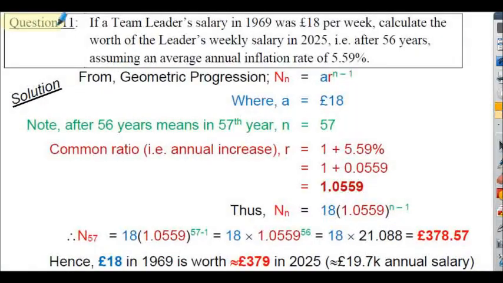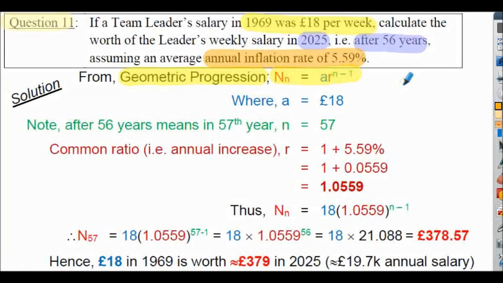This is purely for reference. This is question 11 continued. This relates to a previous presentation relating to geometric progression, which is a formula shown here. There's a previous presentation where we derive and use this formula. And what I've done on this slide is calculated what the value of £18 in 1969 would be in 2025, so after 56 years, assuming an annual inflation rate of 5.59%. If you have seen the previous presentation related to geometric progression, I'll encourage you to review the solution shown here. But this calculation effectively shows that £18 per week in 1969 is worth approximately £379 in 2025. That assumes a constant annual inflation rate as shown.